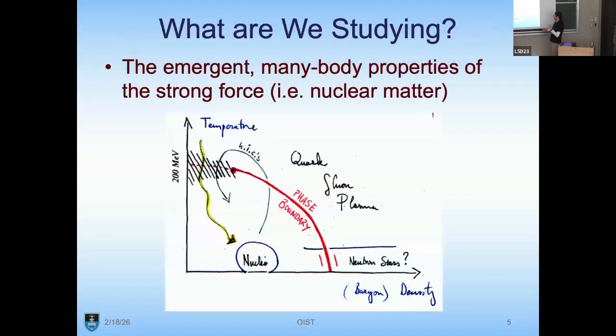So in particular, what I study and what my group studies is the phase diagram of QCD. And we're interested in what we call the emergent many-body properties of the strong force, which is nuclear matter. So instead of pressure and temperature, I'm going to have temperature on the y-axis and what's known as baryon chemical potential on the x-axis. So baryon chemical potential is basically how hard it is to put a neutron into the system. So normal nuclear matter here, this is us. If I increase the baryon chemical potential to a very high amount, it's the center of neutron stars. If I go to very high temperatures and very low baryon chemical potential, this is the early universe.